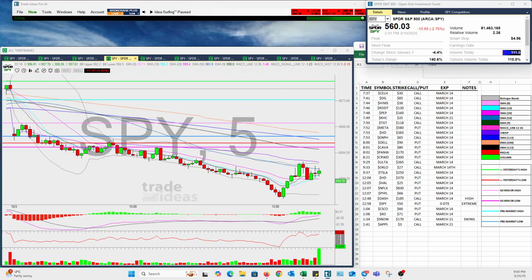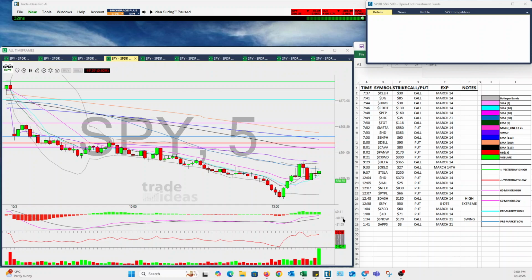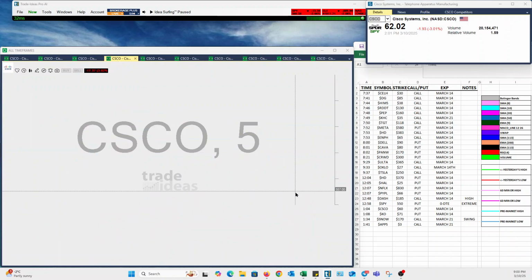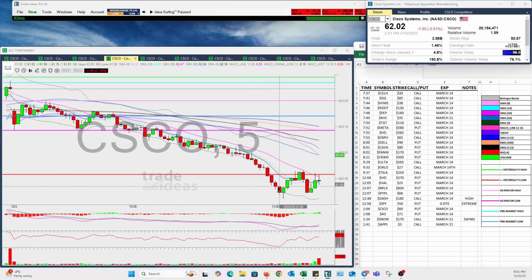Next is CSCO. CSCO was a put at 104. So let's just look at the chart here at 104. Put. So this one, yeah, it doesn't say extreme high risk, but this one would have been risky because your MACD is in a downtrend, your moving average is in a downtrend, but it's so late in the day. You've missed a lot of the downside already.